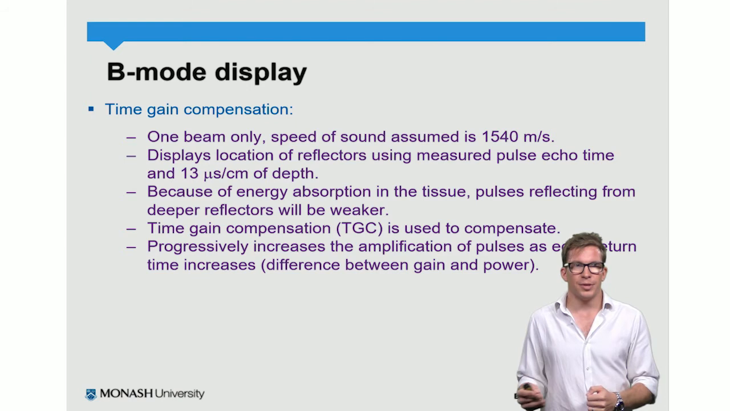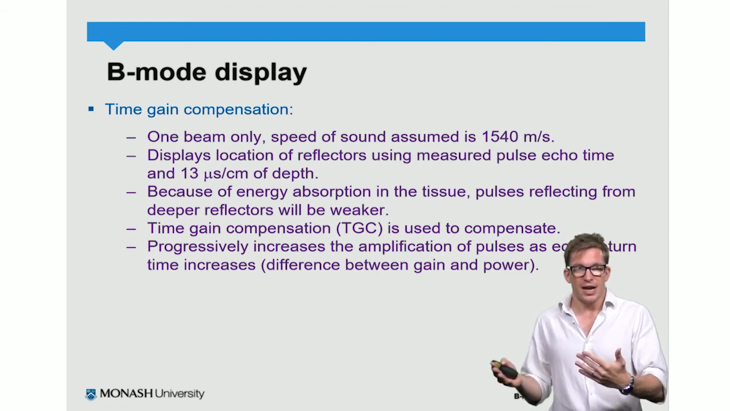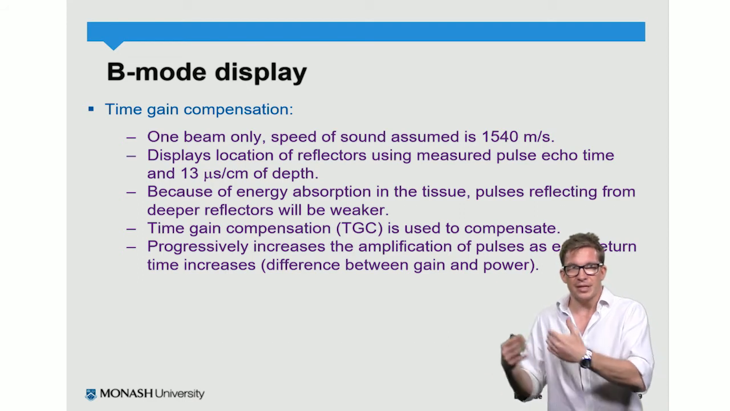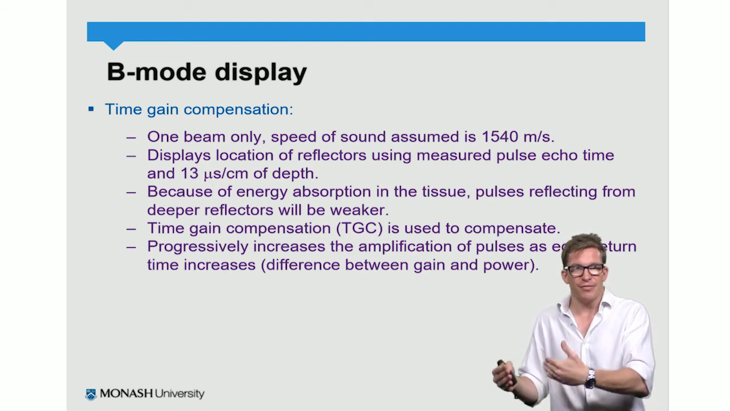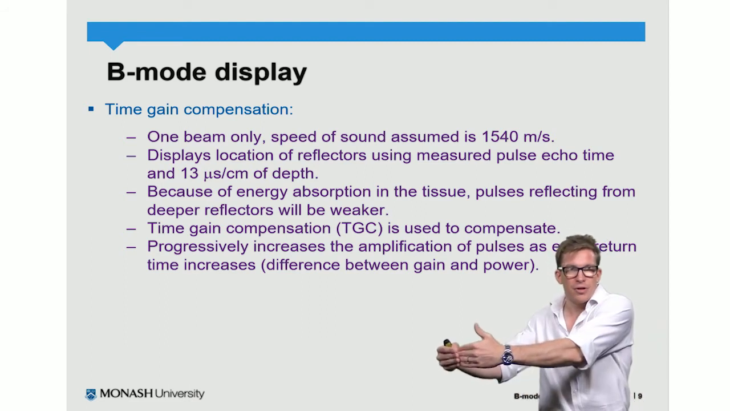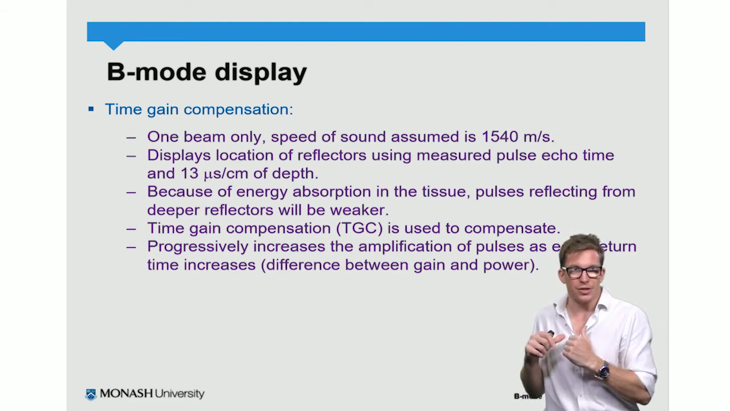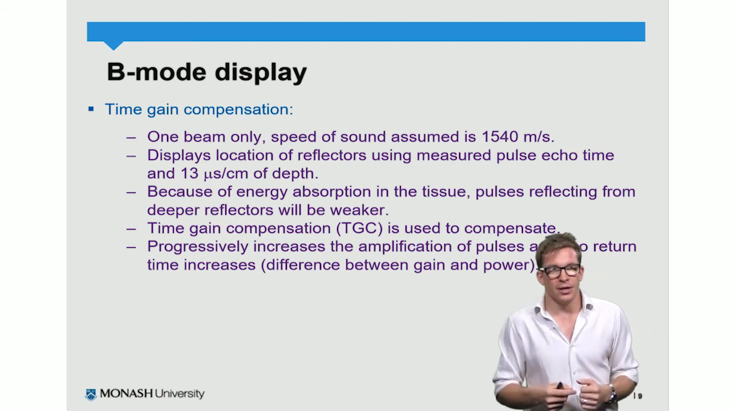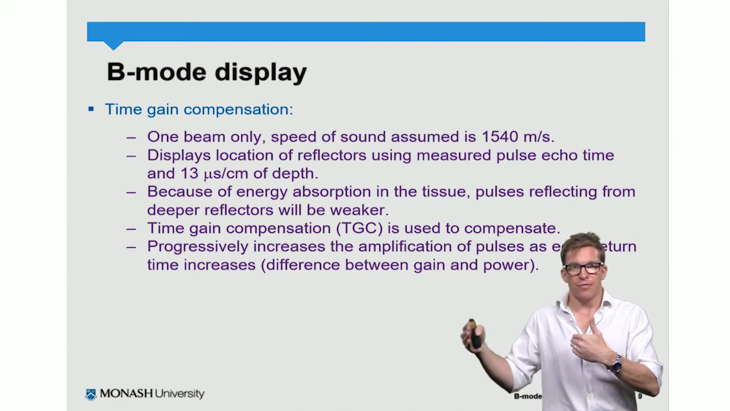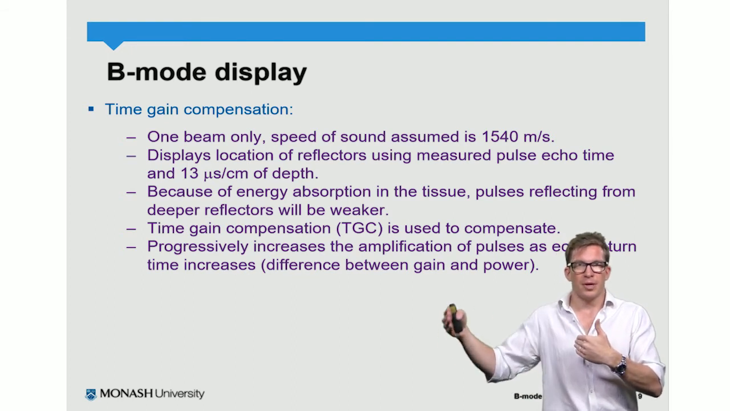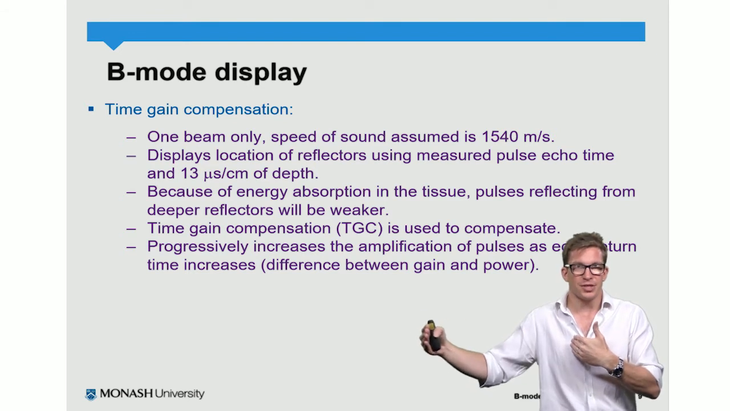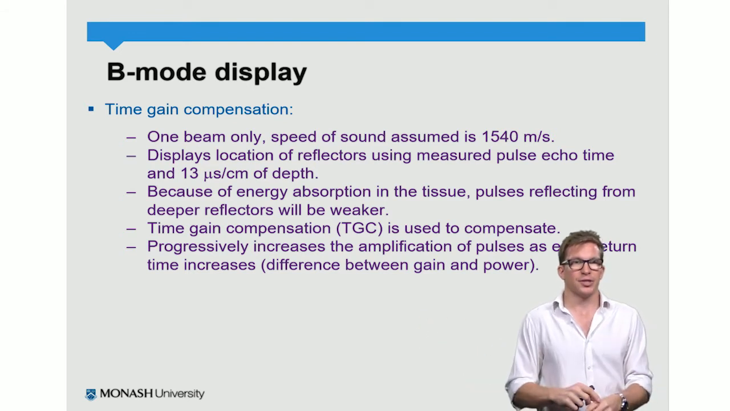So our time gain compensation uses exactly the words in the way they're structured. Gain means amplification. So we use an amplification factor that is proportional to the time it took for the echo to come back to the transducer. And in that way, we ensure that our strongest reflected signal is from where it should be. So it's from an interface which occurs as a strong reflection.